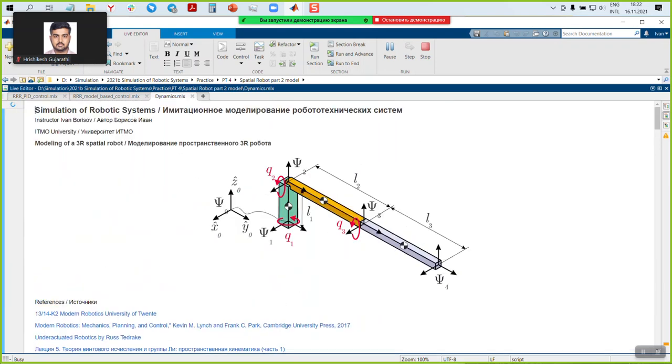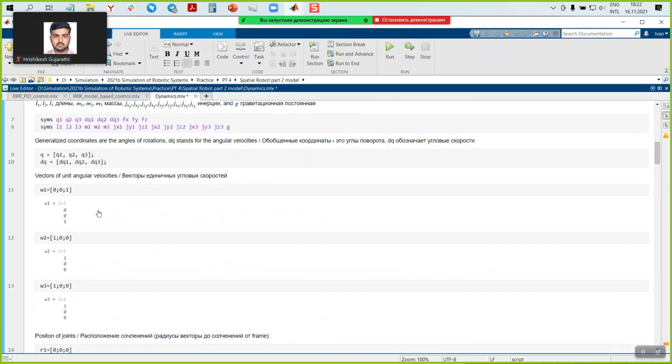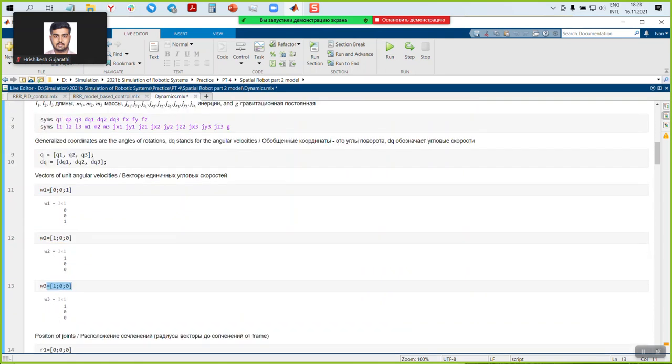So here we can see the same robot. Here we can see a bunch of references: the video course of Stefano Stramigioli, the Modern Robotics book, a course of Russ Tedrake, and also all the lectures in Russian. And then you can see pretty much the same that I just showed you in the slides. So this is the angular velocity of the first link, the angular velocity of the second link, the angular velocity of the third link. And for your practice, you just need to put in your numbers. For example, if your first link rotates around the x-axis, you need to put 1 here instead of here.